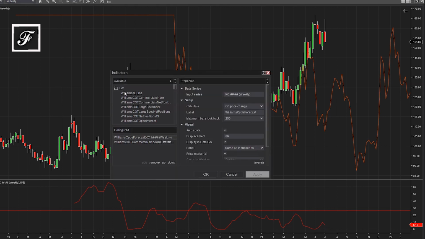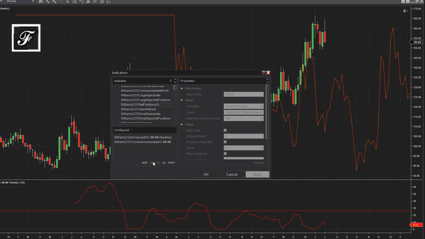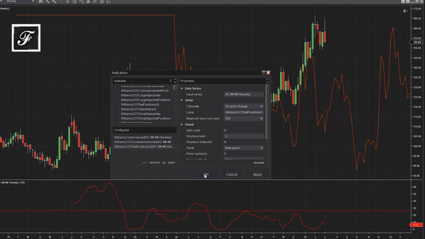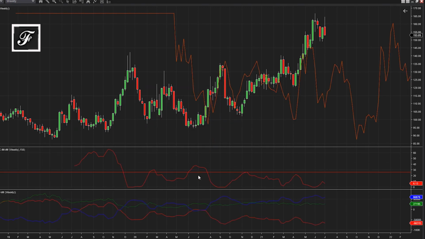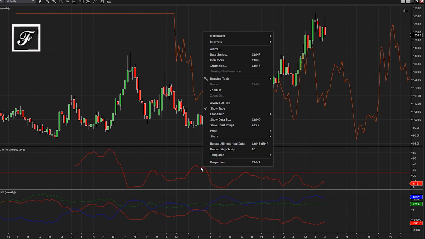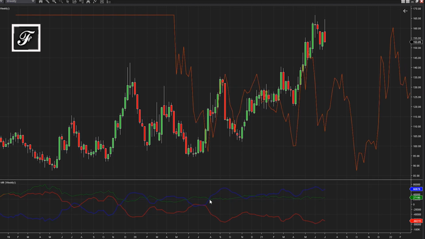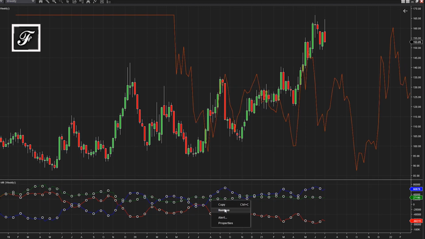Okay, the next one is net positions. I'm checking net positions and commercial index because sometimes they give different signals. One of them can be neutral and another can actually be bullish or bearish. No, it's not that case. They are both neutral, so we can delete those.